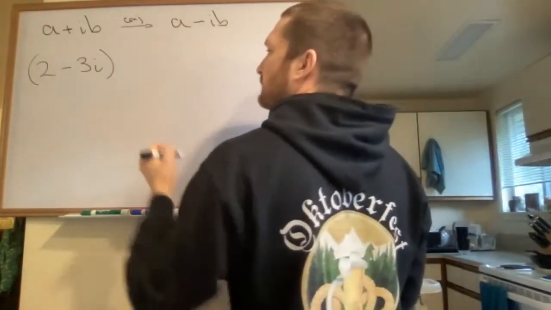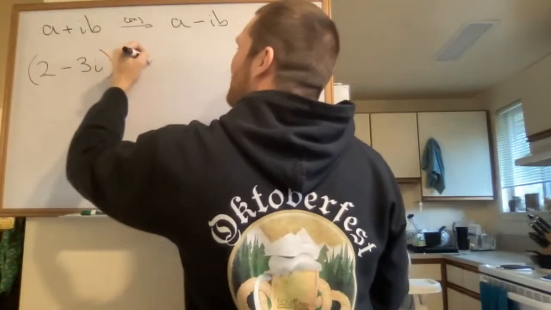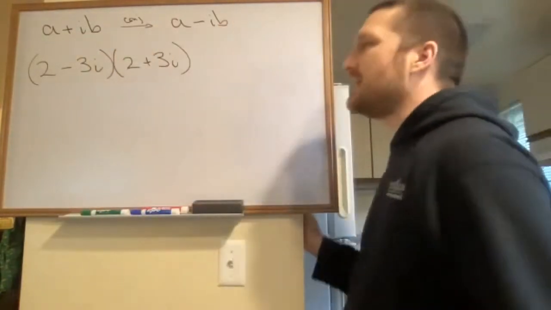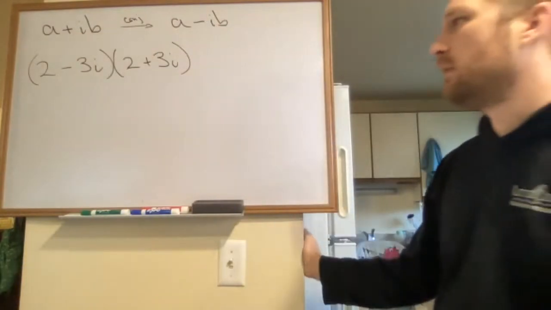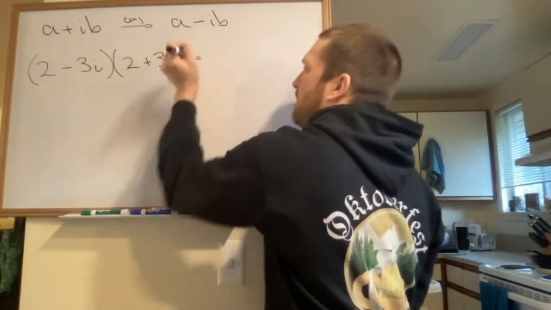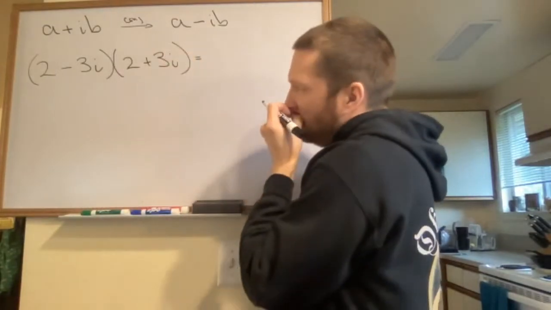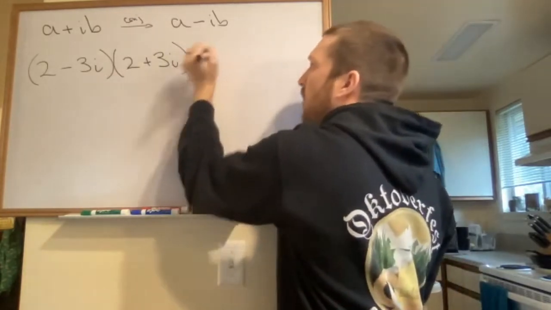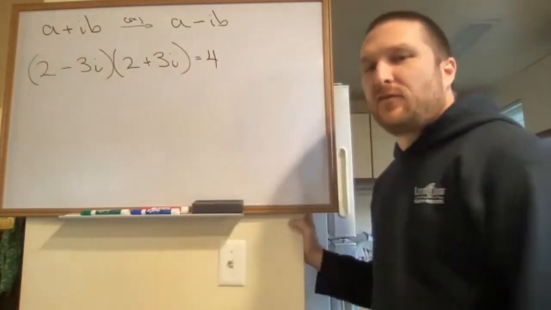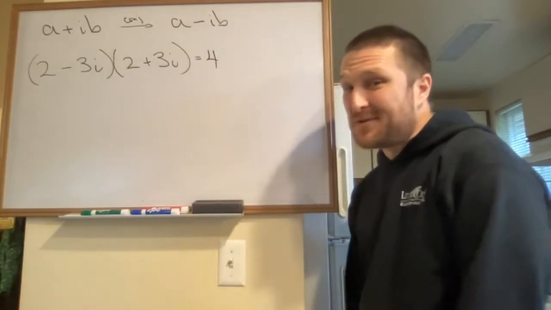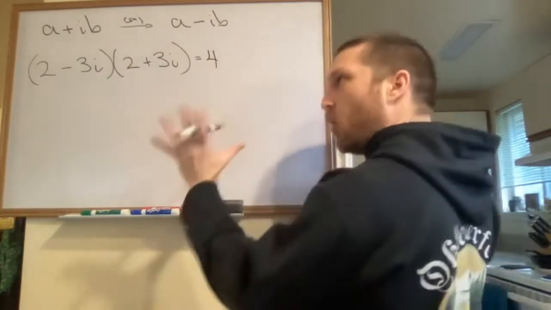2 plus 3i. Let's see what happens when I multiply them by each other. What do I get for my first multiplication? 4. What do my outer and my inner do? They cancel out. We don't need to use our brains for that one. But if we wanted to, we could.